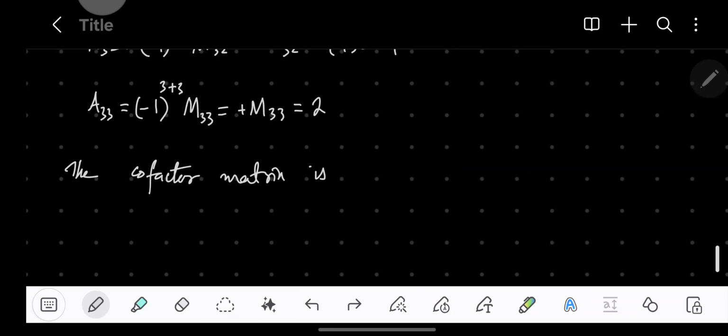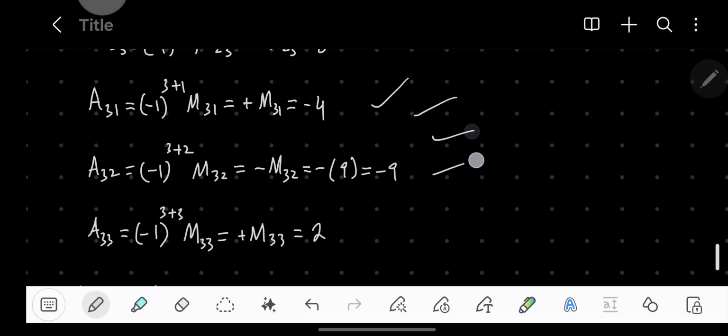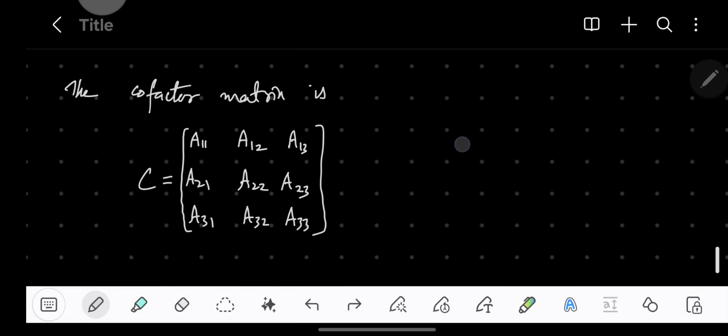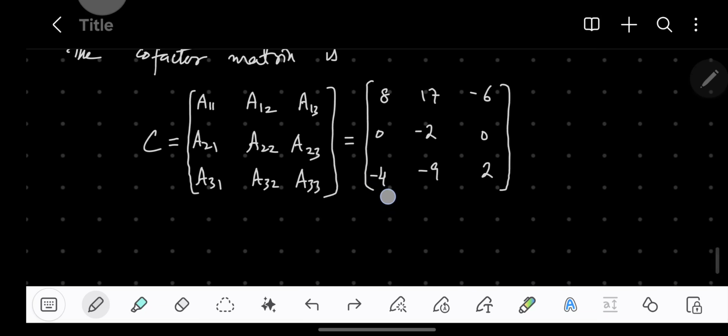Now we will find the cofactor matrix. The cofactor matrix is written by A11, A12, A13 and so on, all of the terms. Since we have already found all of these terms, from here we will put the values, which gives this matrix. This matrix is called the matrix of cofactors. Now we will find the adjoint.